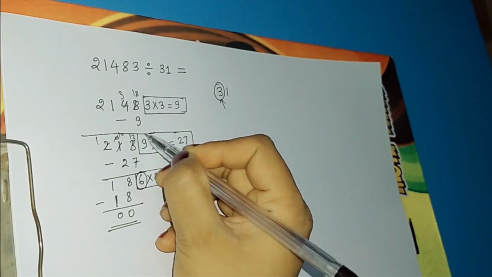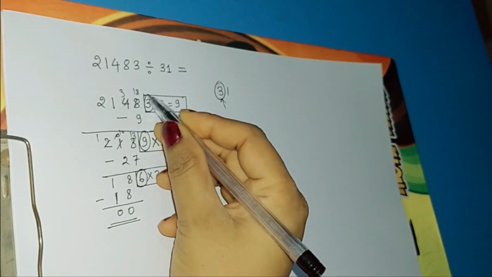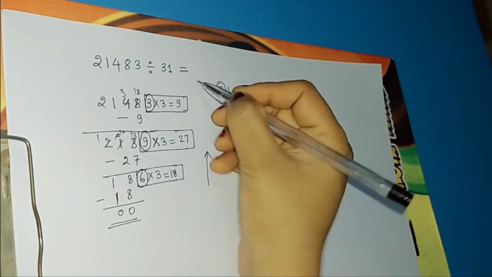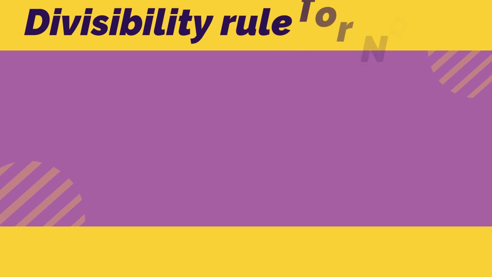This 6, this 9 and this 3. So our answer is 693.